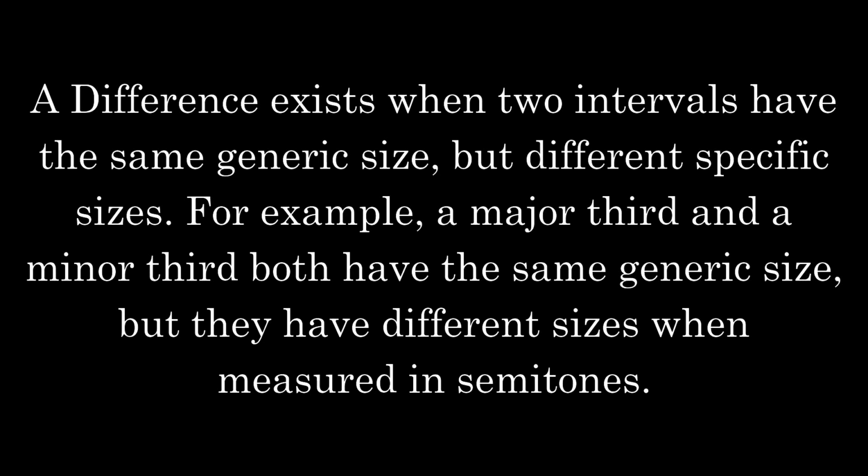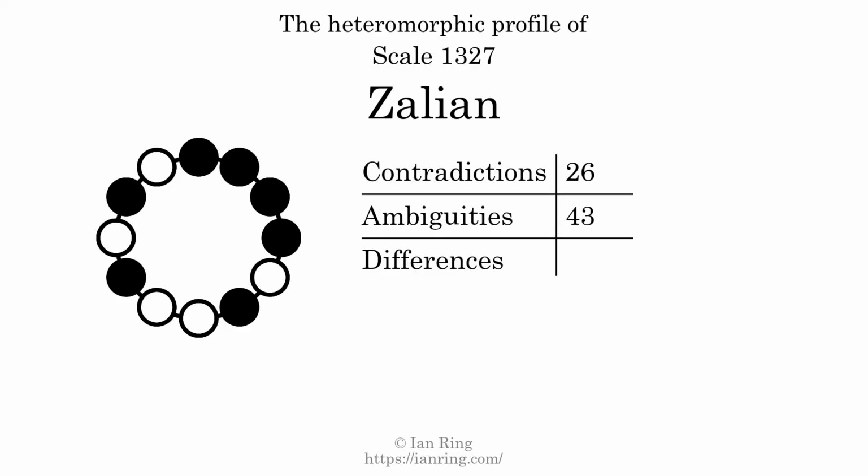A difference exists when 2 intervals have the same generic size, but different specific sizes. For example, a major third and a minor third both have the same generic size, but they have different sizes when measured in semitones. The number of differences in this scale is 104.